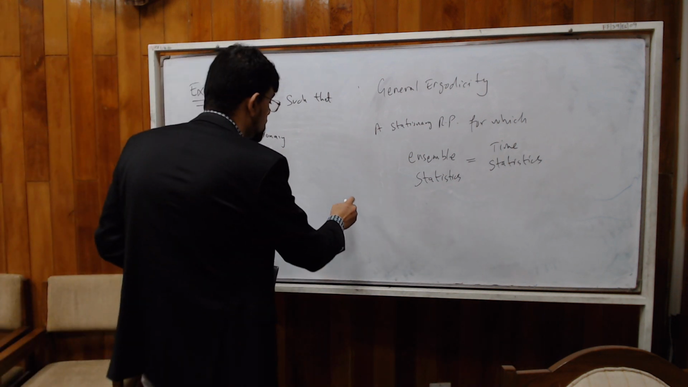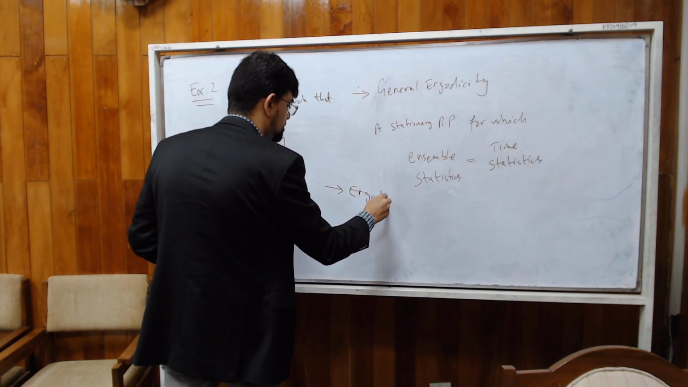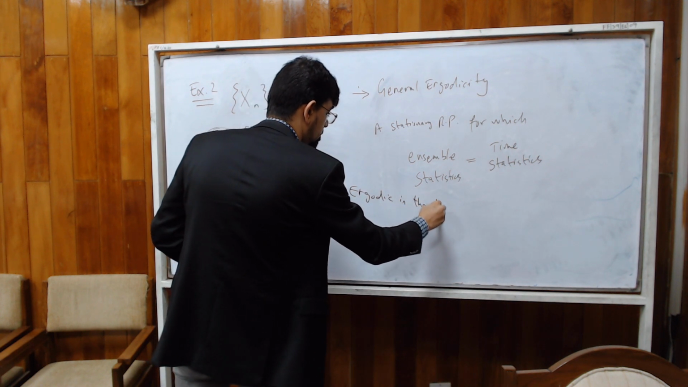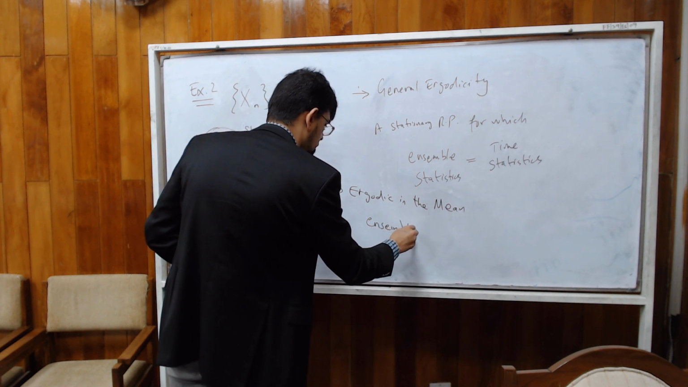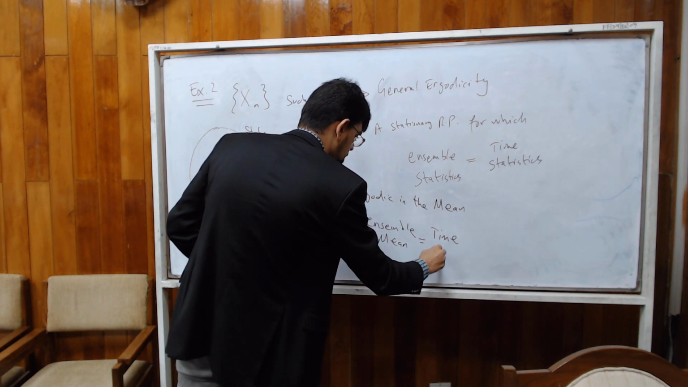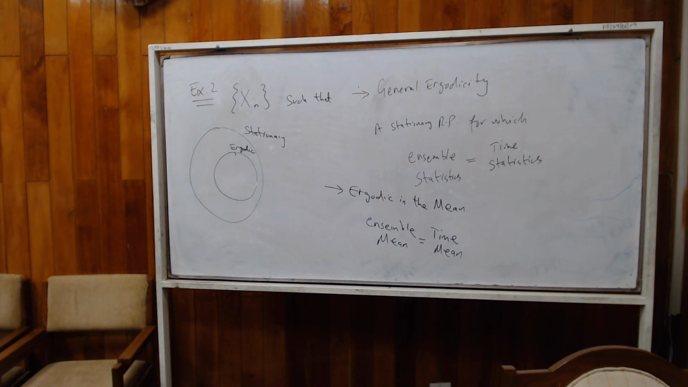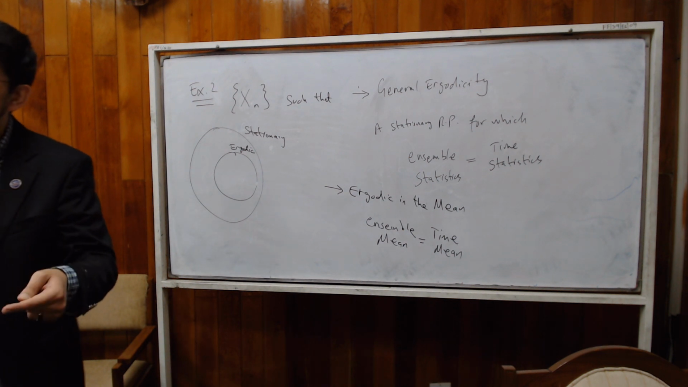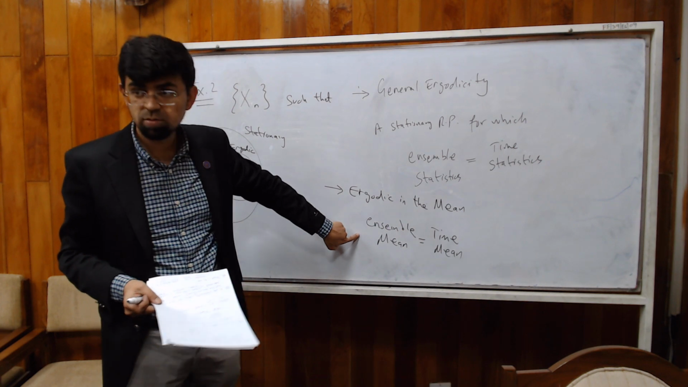okay, we can also talk about, instead of this, ergodic in the mean. That is when the ensemble mean equals the time mean. Okay, then it is ergodic in the mean. Then there is ergodic in covariance. And then you can imagine ergodic in higher orders.